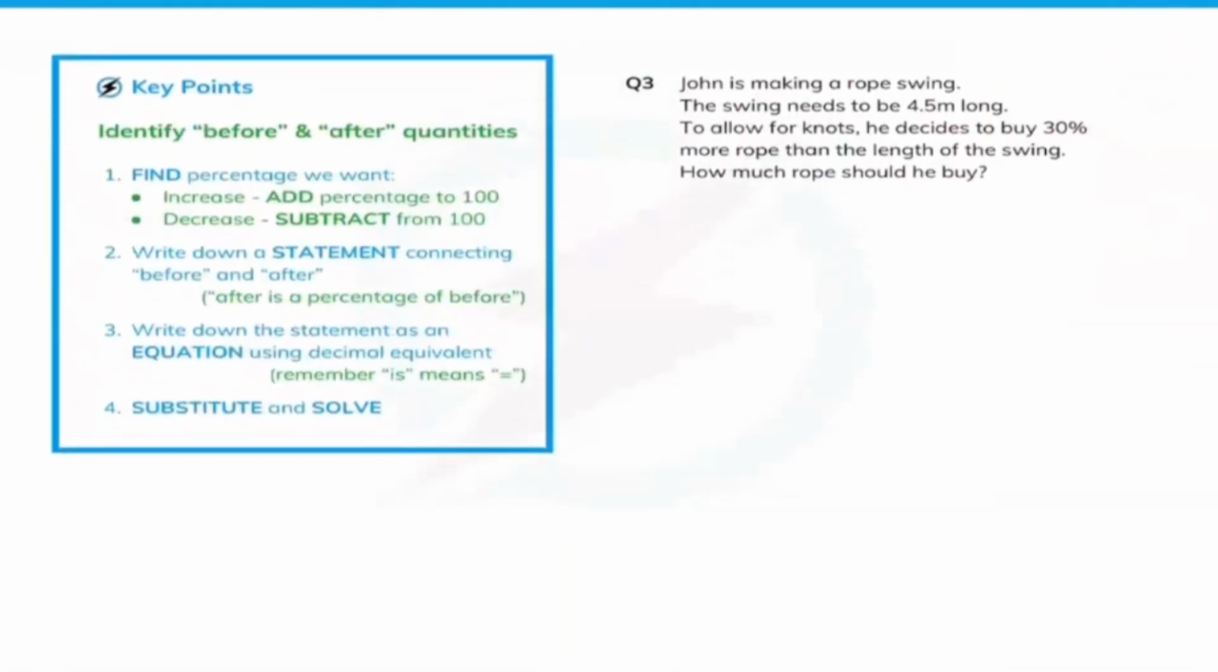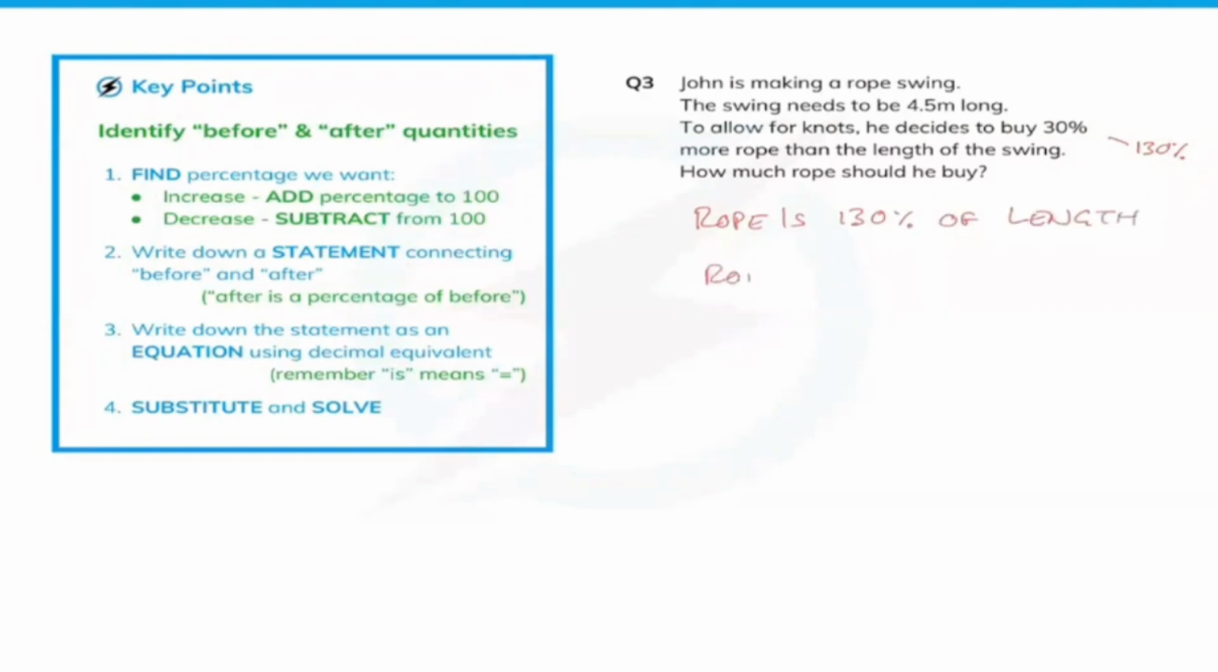Let's do one more, because the wording is a little bit different in this one. John this time is making a rope swing, and he wants the swing to be 4.5 meters long. To allow for knots, he decides to buy 30% more rope, and 30% more is 130%, worth writing down. So what we're saying here is that the rope to buy is 130% of the length of the swing.